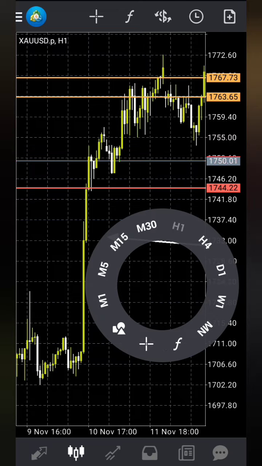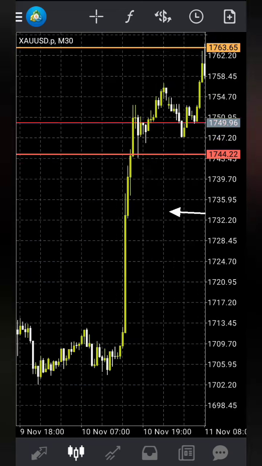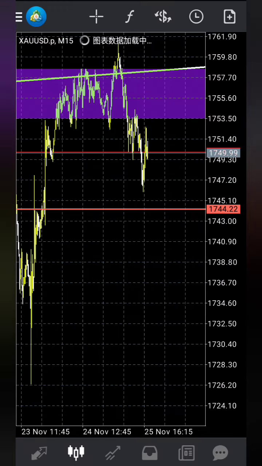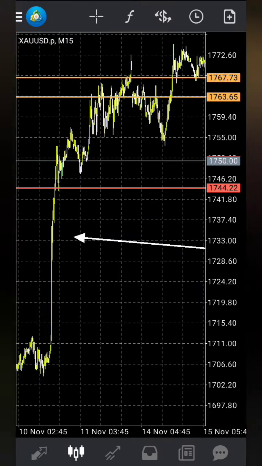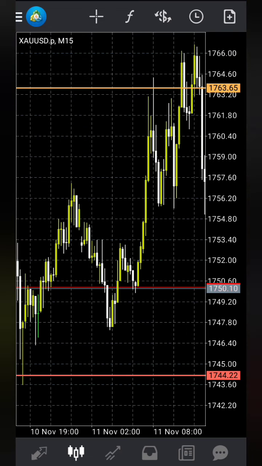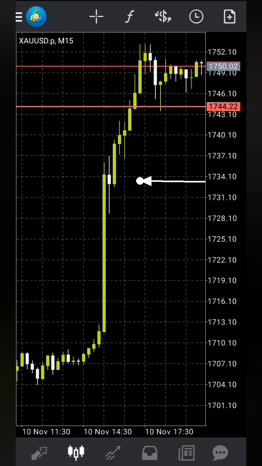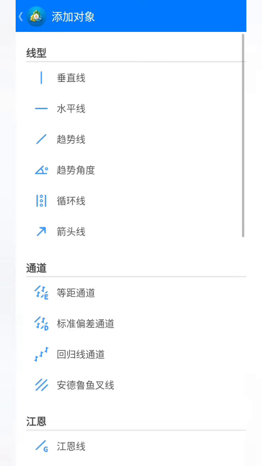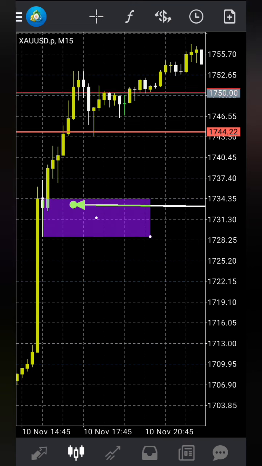So in H1 we cannot see anything, we go to M30. In M30 we cannot see anything, we go to M15. Minimum is M15, we don't go to M5. M5 is way too small. In M5 we can see a bullish engulfing, where this is a demand buy zone. So we just mark the zone from the body to the shadow.